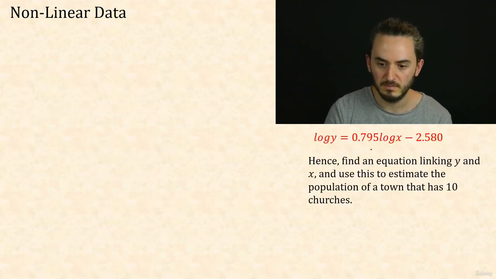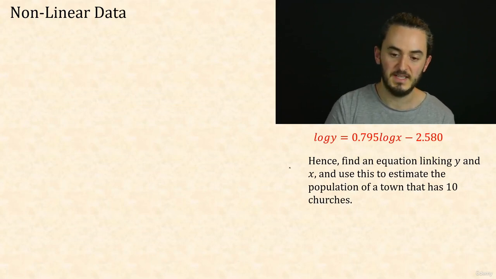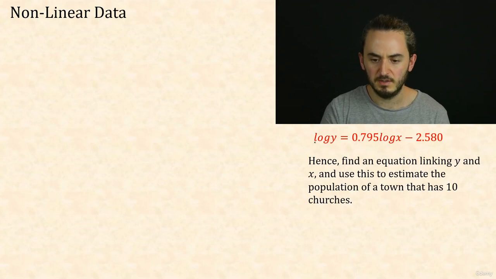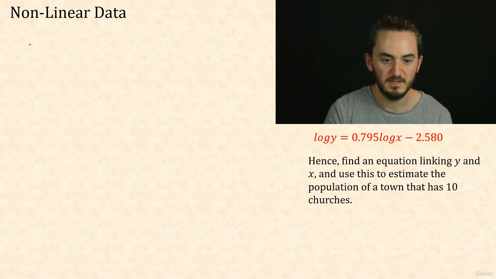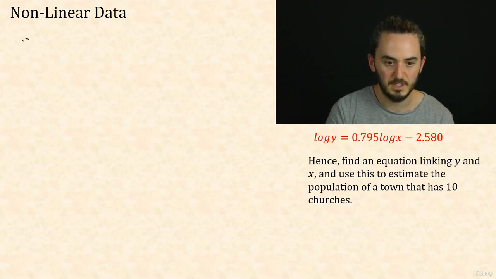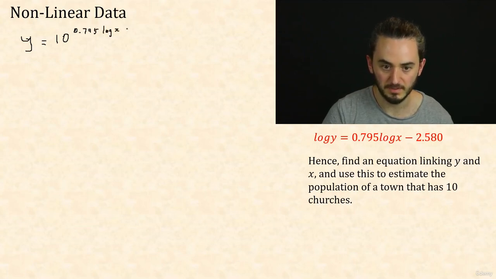So here's my answer. Hence find an equation linking y and x and use this to estimate the population of a town that has 10 churches. All right, so if we want to get our logs out of this, there are a number of ways to do it. Here, I think a nice way of doing it is just do 10 to the power of both sides. So 10 to the power of the left-hand side is just y. 10 to the power of the right-hand side is 10 to the power of the whole lot. So don't try to cut any corners here. It really is just the whole thing.